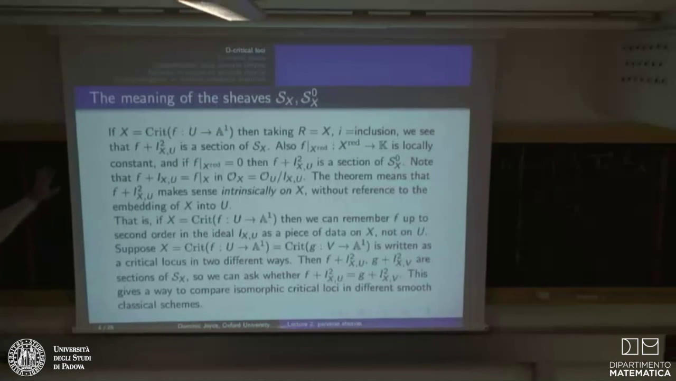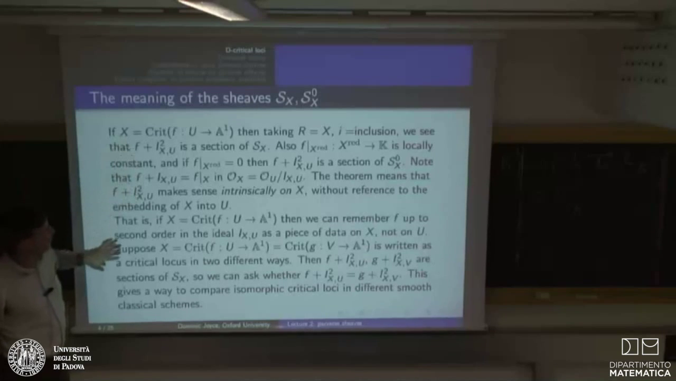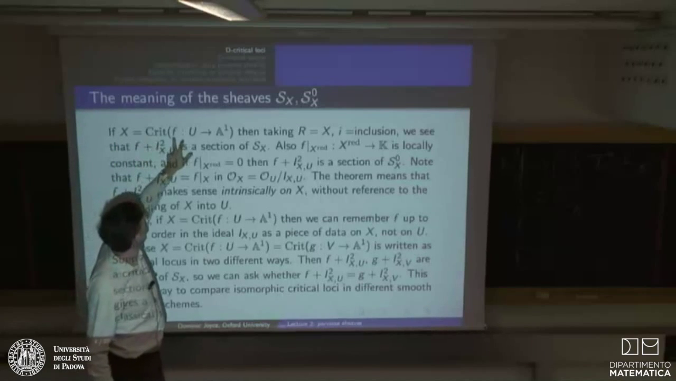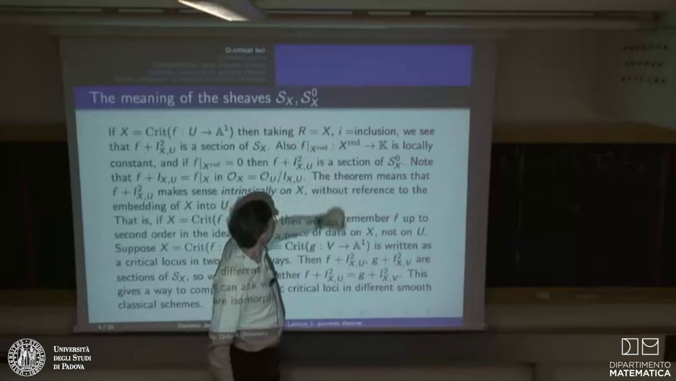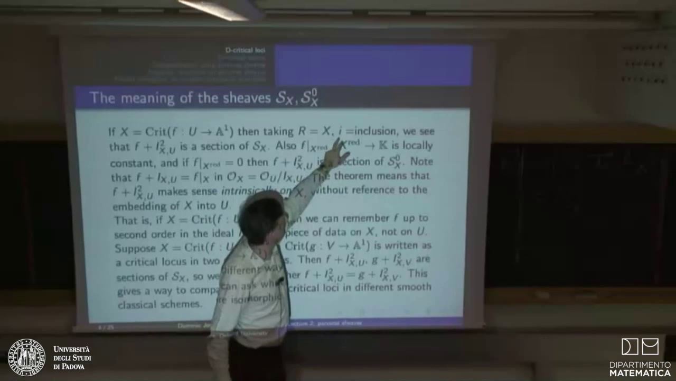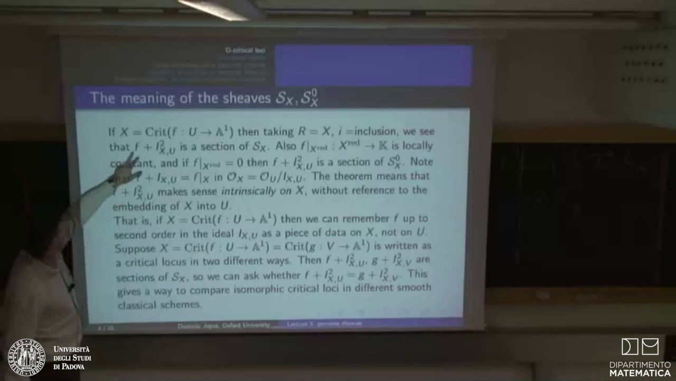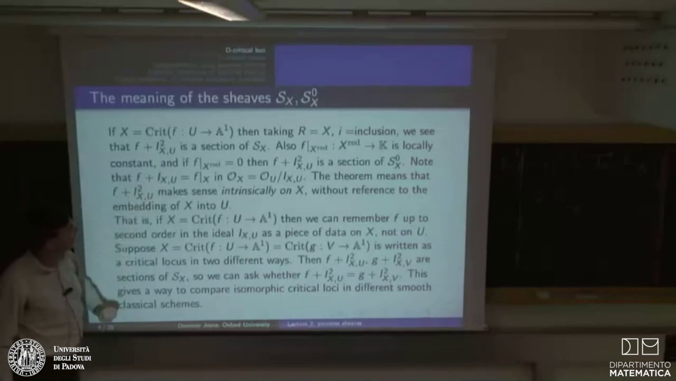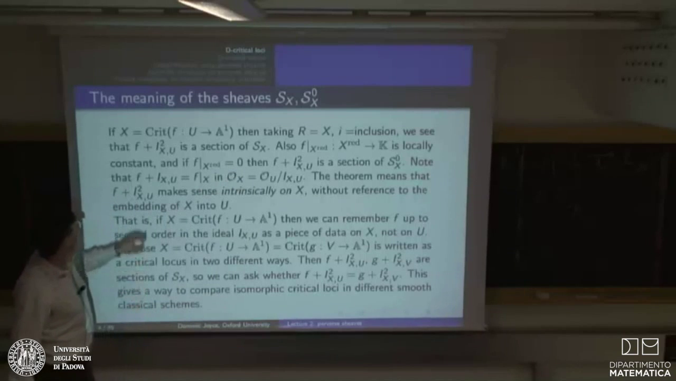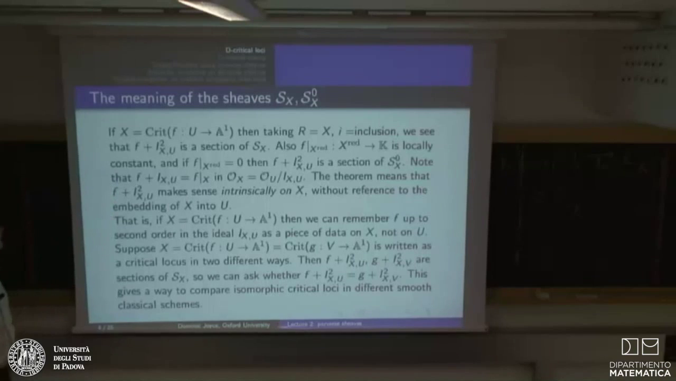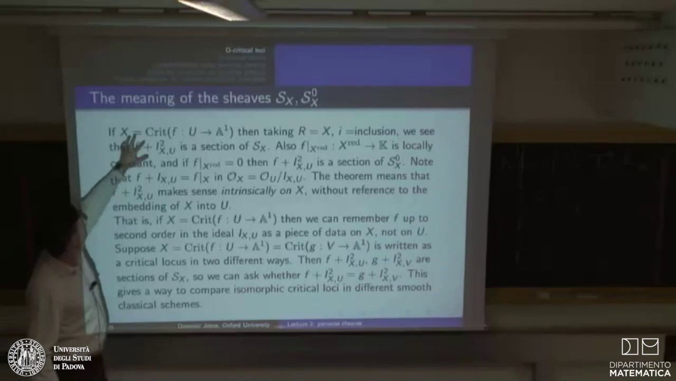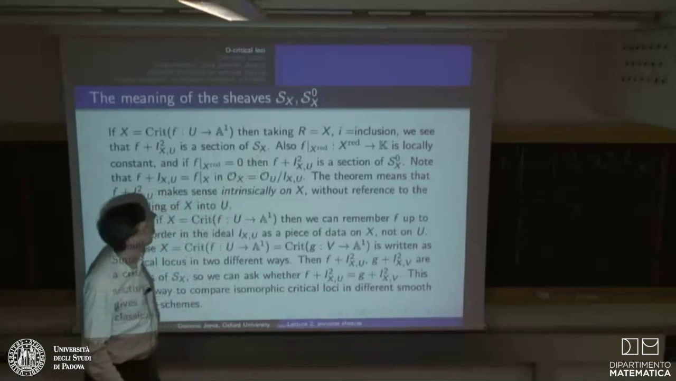So as to what this means, we're particularly interested in the case in which X is a critical locus. If X is a critical locus of a function f on a smooth scheme U, then we can take the open set R to be all of X, the map i from R into U to be the inclusion, and then f plus the ideal squared is a section of S_X because df vanishes on X, because X is the zero locus of df. Okay, so if you have a critical locus, then we automatically get a natural section of S_X.